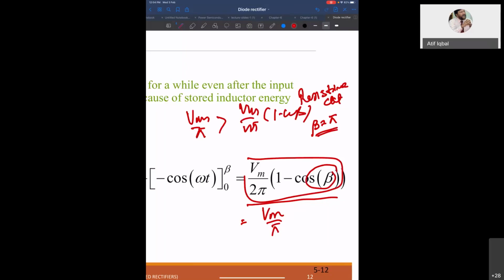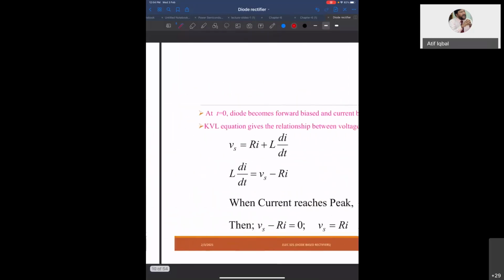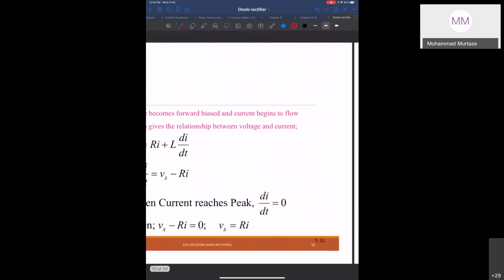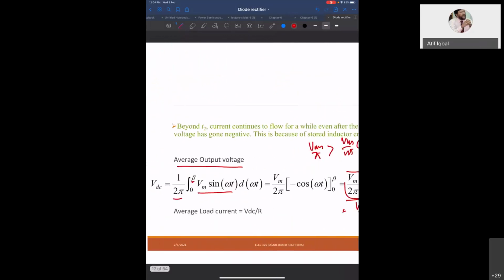So the question was whether the average voltage will remain the same or be different. It will be governed by this equation, and whatever the value of beta, according to that you will have the average voltage. Now what happens if beta is equal to 2 pi? This was your question, yes? Probably we can answer from here. If beta is 2 pi, you understand what is the meaning of 2 pi? So what will be the average voltage? Then it will be 0.